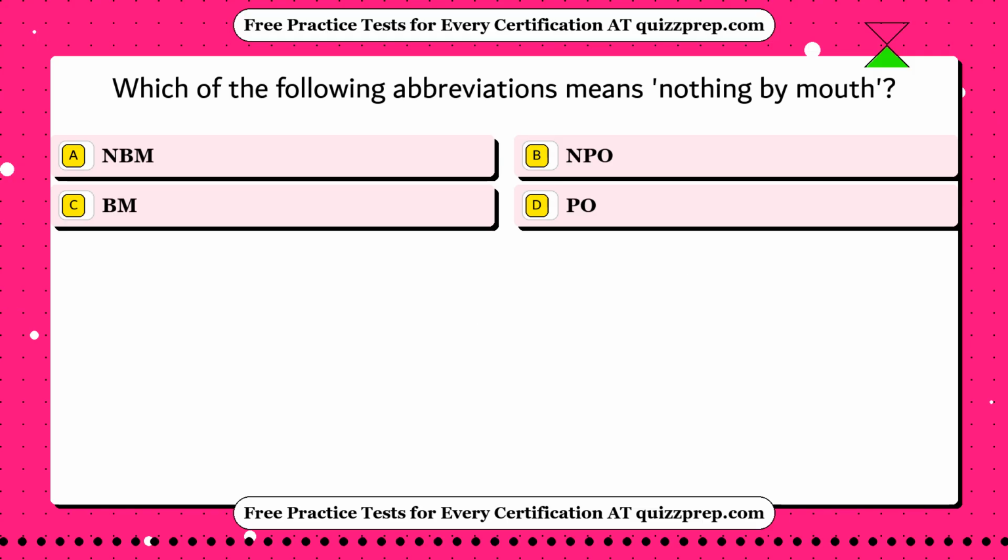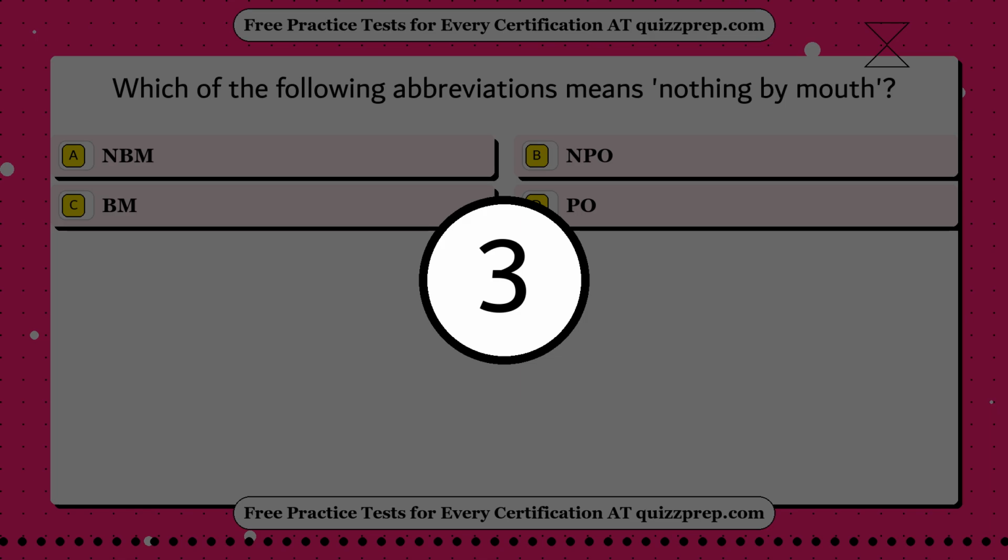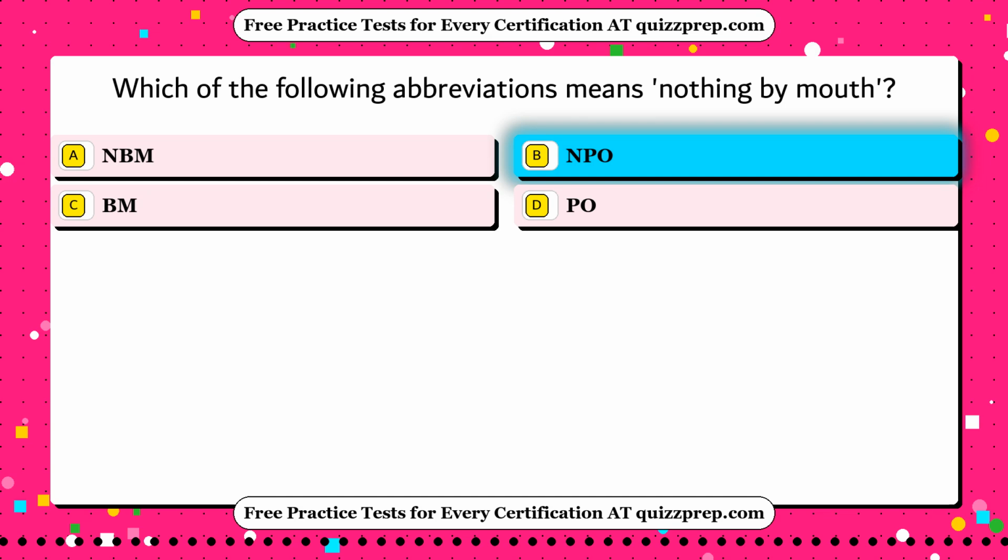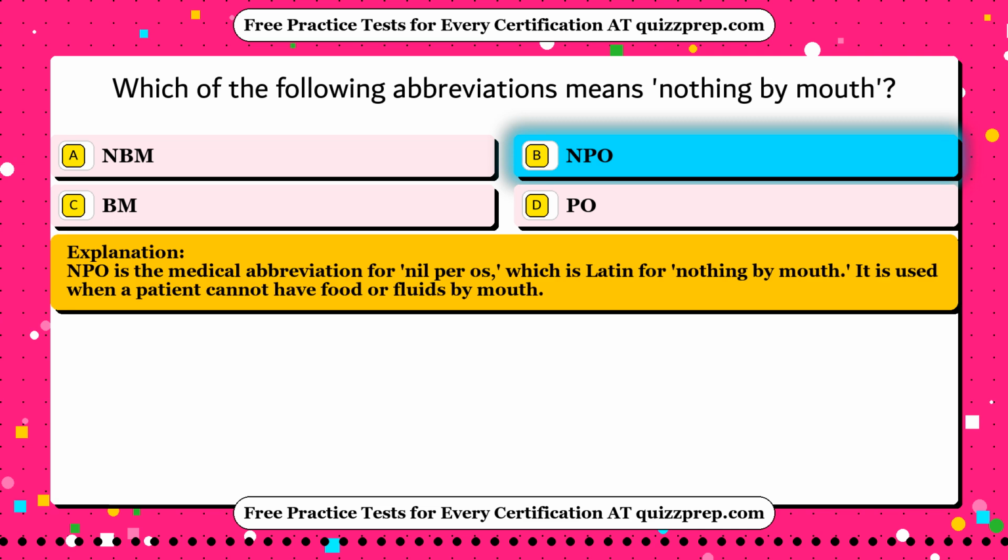Question 1. Which of the following abbreviations means nothing by mouth? Option A, NBM. Option B, NPO. Option C, BM. Option D, P. The correct answer is Option B, NPO. NPO is the medical abbreviation for nil per os, which is Latin for nothing by mouth. It is used when a patient cannot have food or fluids by mouth.